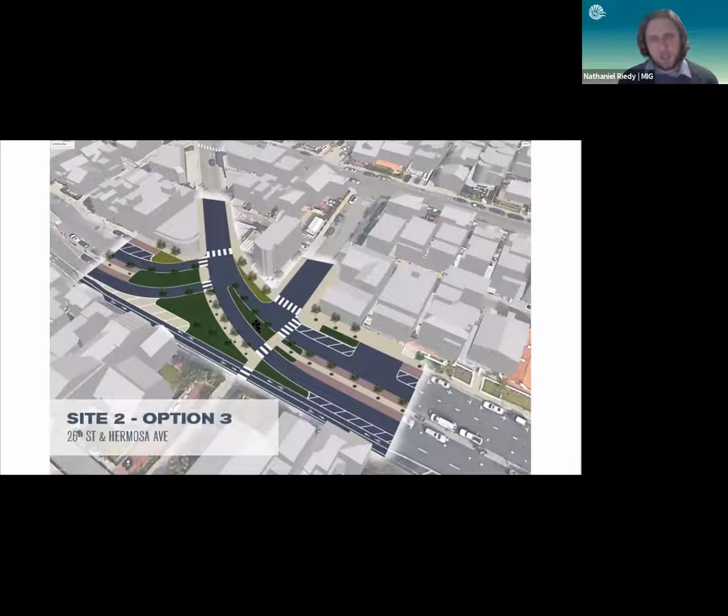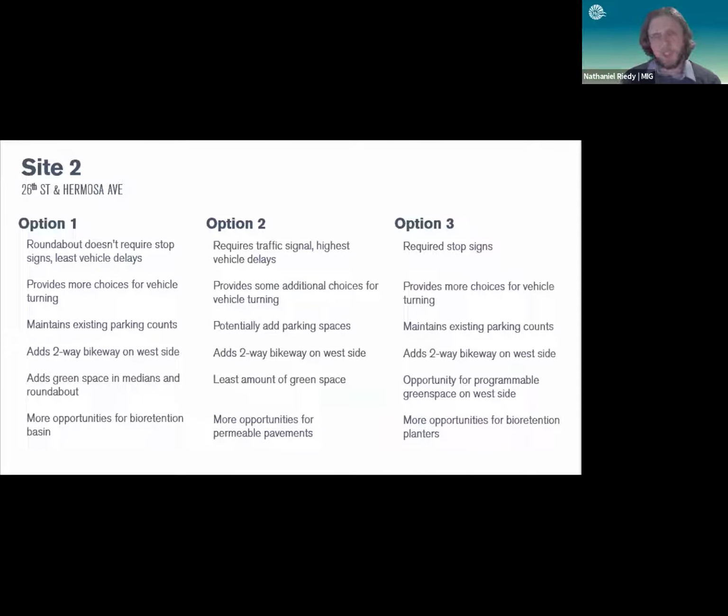When you go to the summary slide. Sure. And so just to remind you, option 1 is a roundabout option. We've kind of listed out what the changes are between each of the 3 options. So option 1 is a roundabout. Option 2 is the condensed intersection. And then option 3 is the T intersection that connects Hermosa to the south to Greenwich.